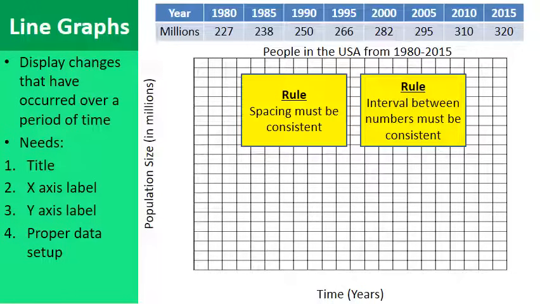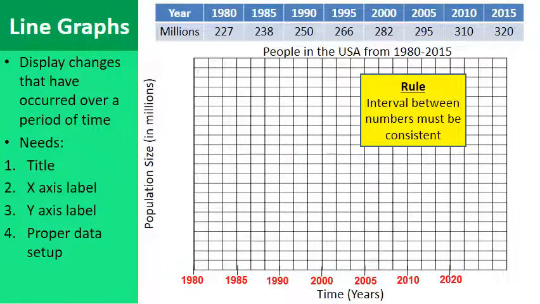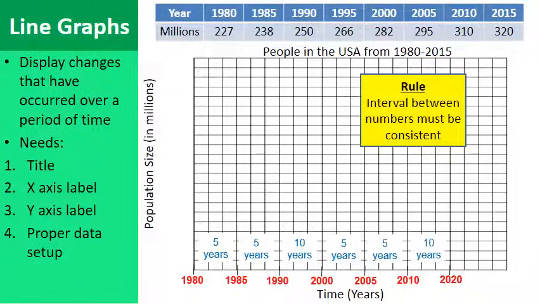So how about this? Can we do this? Notice how the spacing looks fine, but we violated the interval rule from a moment ago. Between 1980 and 1985 is a gap of 5 years. And then between 85 and 90 is a gap of 5 years. But then there's a gap of 10 years, and then down to 5 years, and then 5 years again, and then back to 10 years. This also would distort the shape of our line graph if we were to do this. And so that's the reason why we have to keep everything consistent.